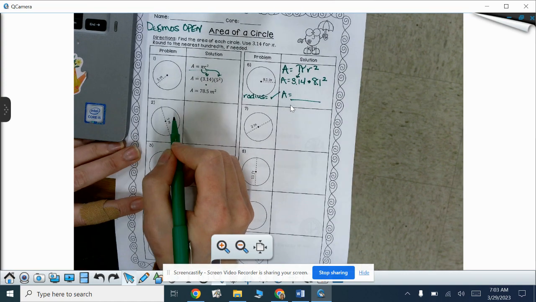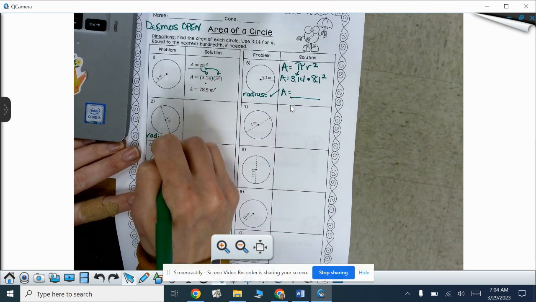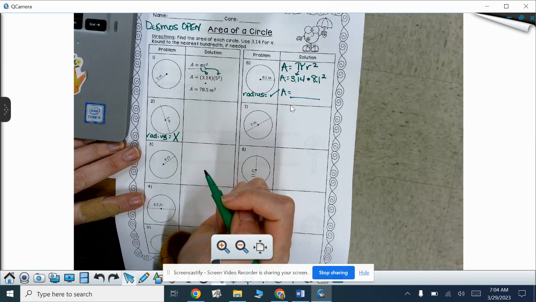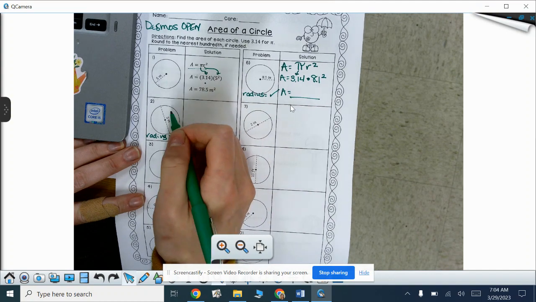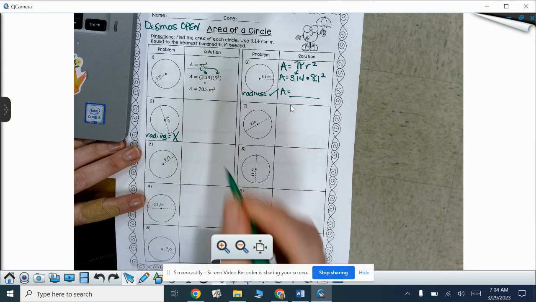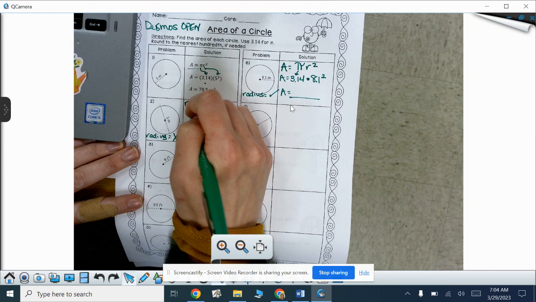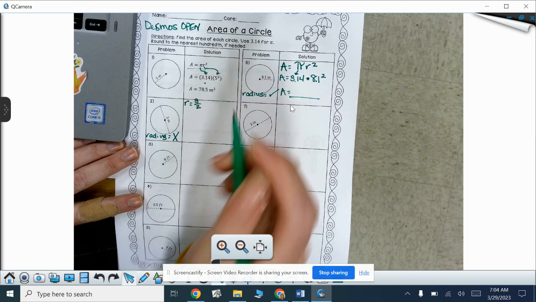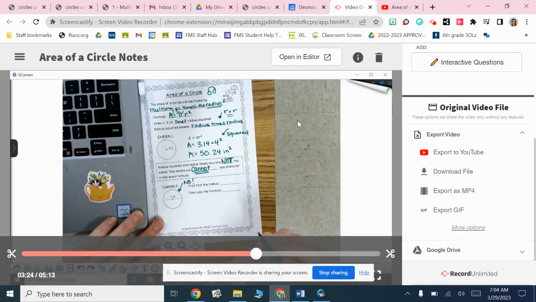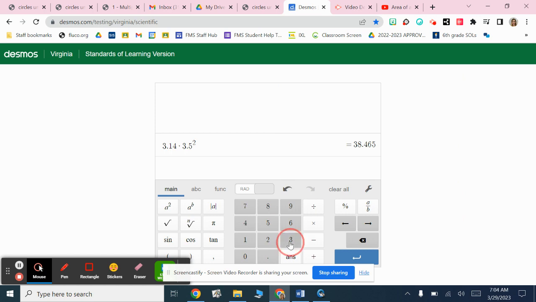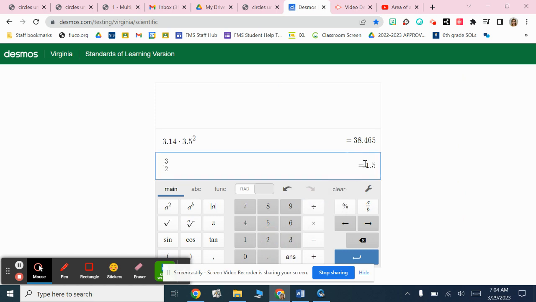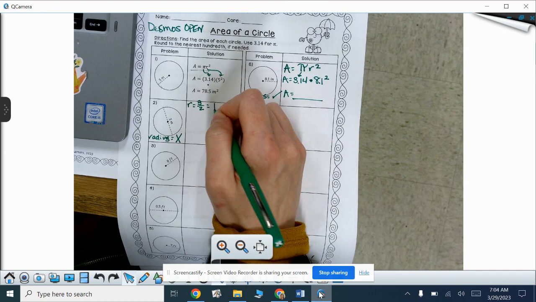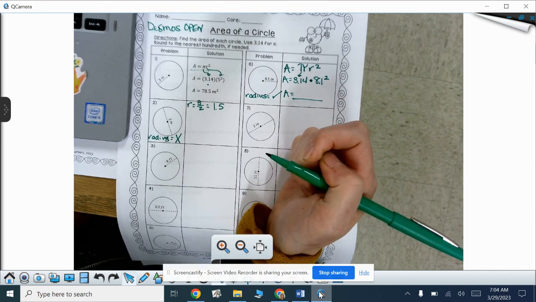All right, so number 2, do I have the radius? Little radius check. And no, I do not have my radius. I have my diameter. So the first thing I need to do is get my radius. My radius is half of my diameter, so it's going to be 3 halves. What is 3 halves? Let's put that into Desmos over here. 3 divided by 2, and I get 1.5. That is my radius. Do I have my radius now? Yes, I indeed have my radius.